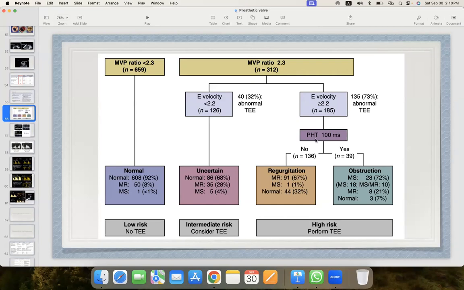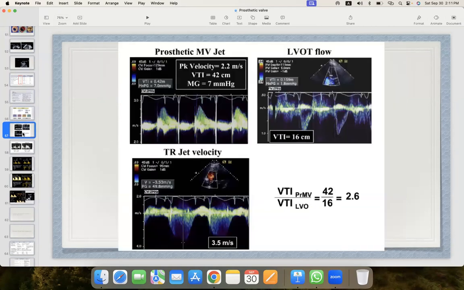If the pressure half time is high, then you will say that the patient has MS. So this is how you differentiate, and this is also important in your exam. They might give you a case like this, and they will give you these parameters, and then you have to say whether the patient has prosthetic mitral regurgitation or prosthetic mitral stenosis.